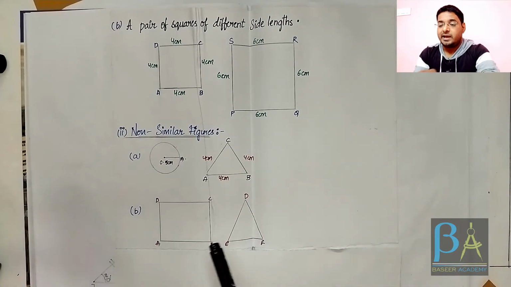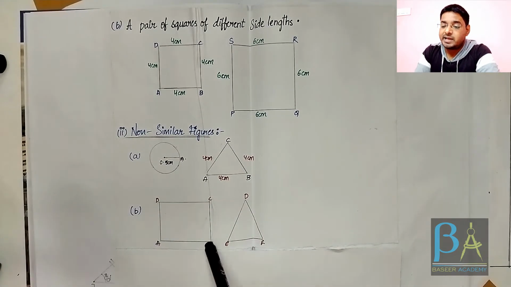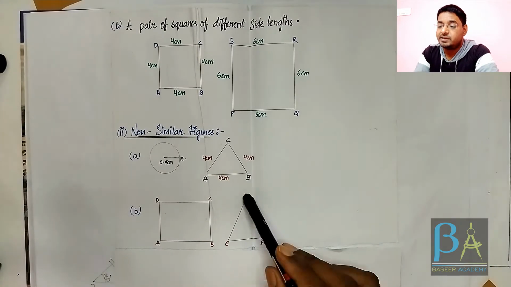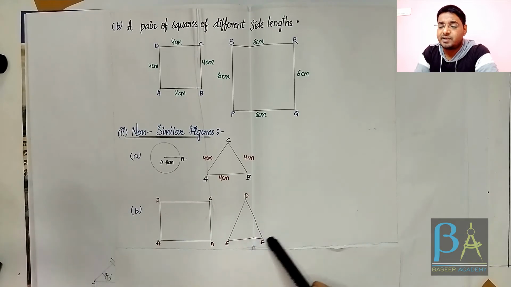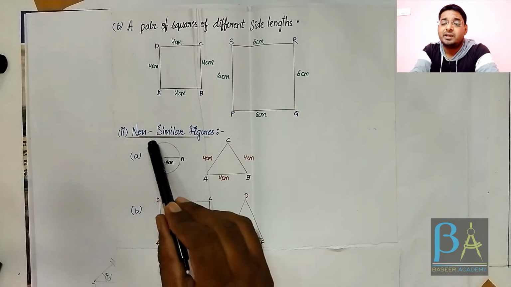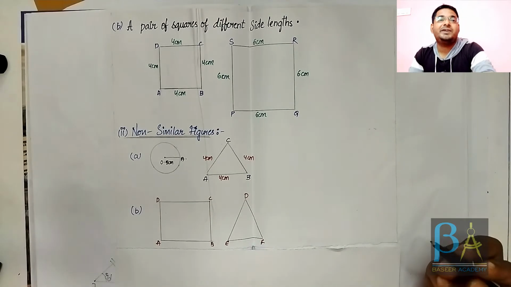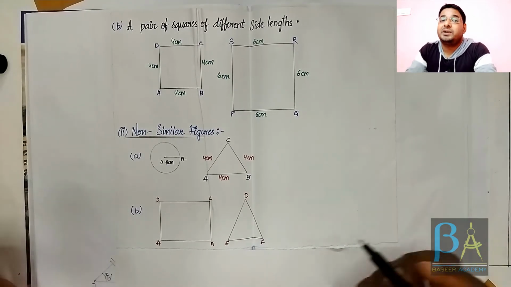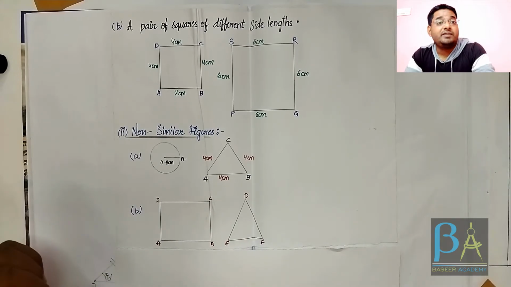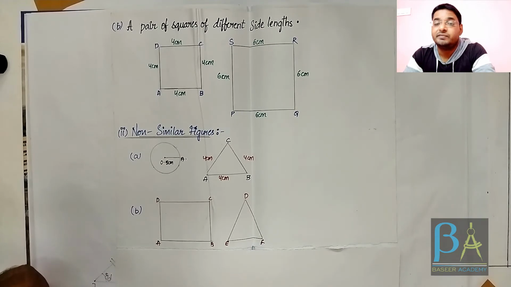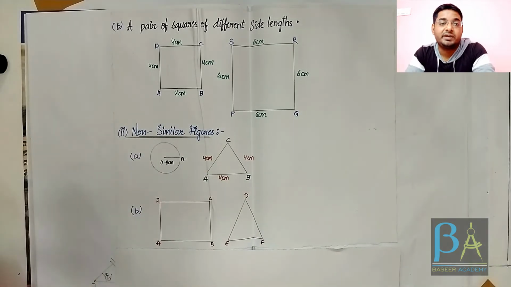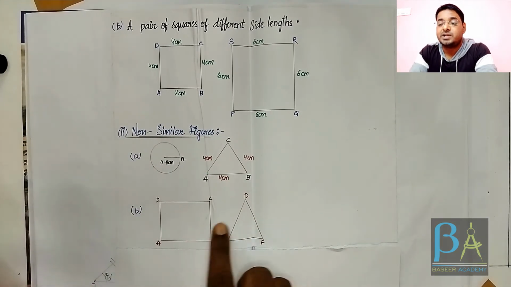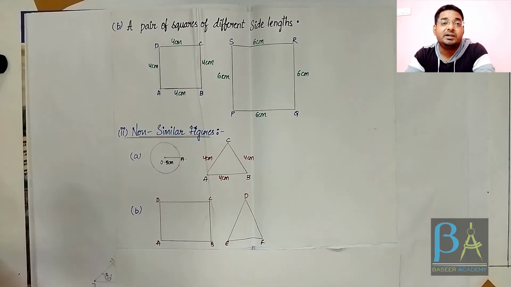In the same way, I drew a rectangle here, rectangle ABCD, and then I drew a triangle here, triangle DEF. They have different shapes because this is a rectangle and this is a triangle, so they are non-similar figures. Similar figures are figures which have the same shape but not necessarily the same size. If the figures do not have the same shape, we call such figures non-similar figures. Likewise, these two also don't have the same shape, so these are non-similar figures.